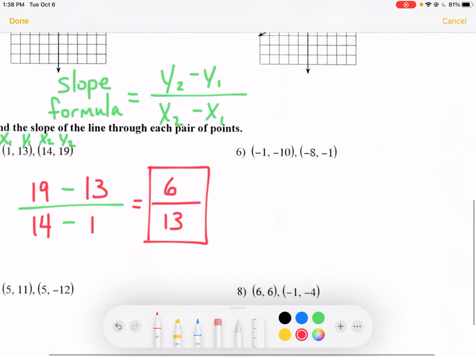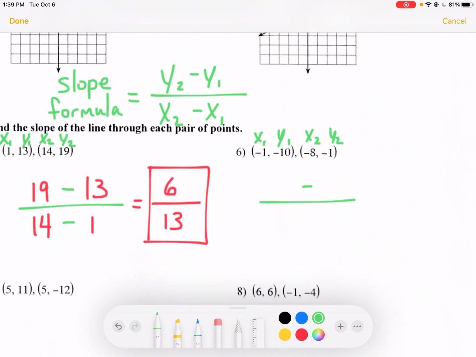Okay, so looking at an example that has some negatives, x1, y1, x2, y2. So we're going to go in and make our fraction bar, make our subtract signs, and then plug in the numbers. Our y2 is -1. Our y1 is -10. x2 is -8. And x1 is -1.